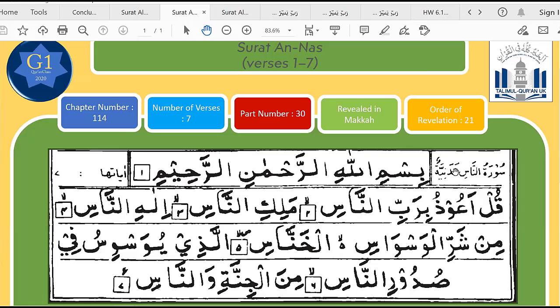Okay, G1007. We are going to go through a few verses. Okay, let's start with Ta'awwudh. We start with A'udhu Billah.